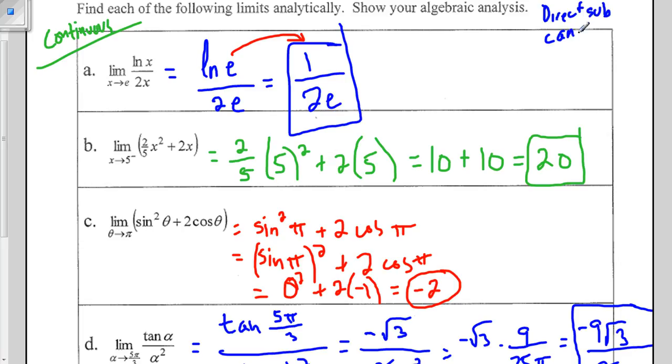Can I factor and do some cancellation? And hopefully when I do some cancellation, I'm canceling out whatever made it undefined, where the limit would not exist. So again, direct substitution is always first, then cancellation, and then rationalization.